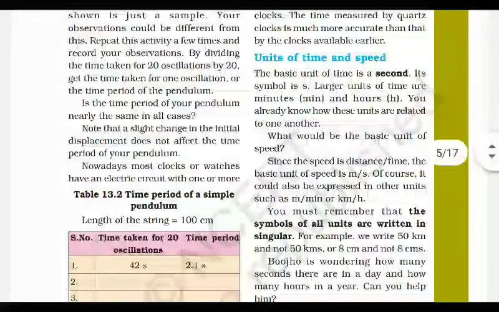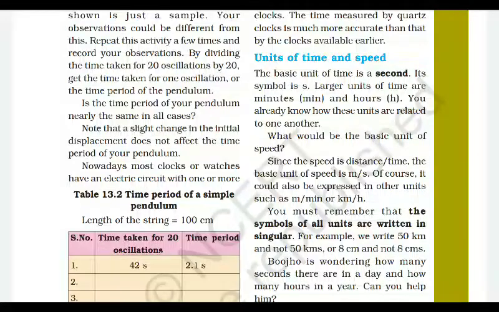Unit of time and speed. The basic unit of time is a second. Its symbol is s. Larger units of time are minutes and hours. You already know how these units are related to one another. What would be the basic unit of speed? Since speed is distance by time, the basic unit of speed is meter per second. Of course, it could also be expressed in other units such as meter per minute or kilometer per hour.